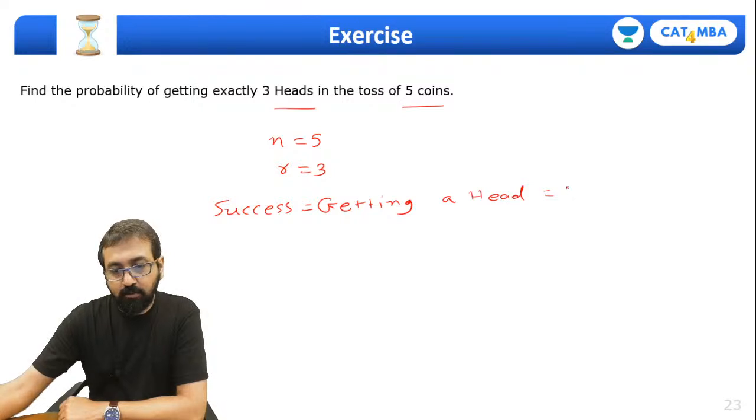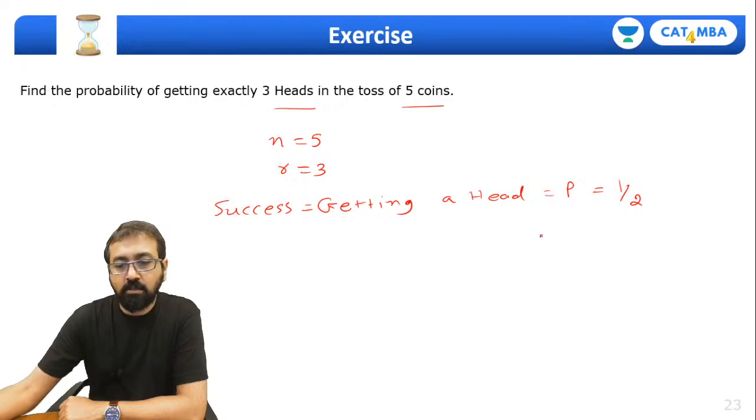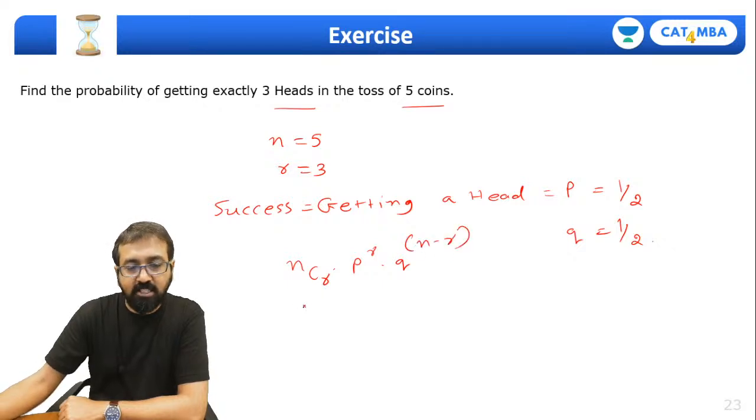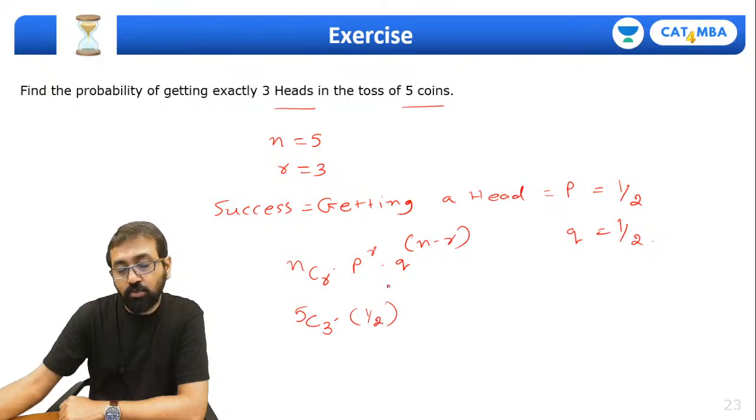So probability of success is equal to p, which is 1/2. So what is failure? q, so that is also 1/2. Now apply that formula, nCr into p raised to r into q raised to n minus r. Let's apply that formula. So I'll get 5C3 into 1/2 raised to r. Now what is r over here? 3. Into q is also 1/2, 1/2 raised to 5 minus 3.